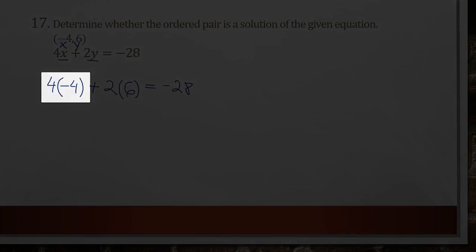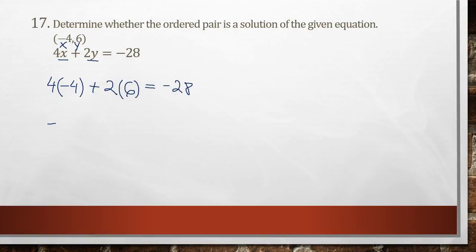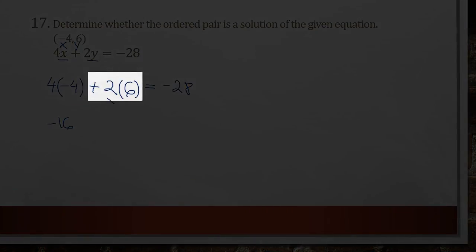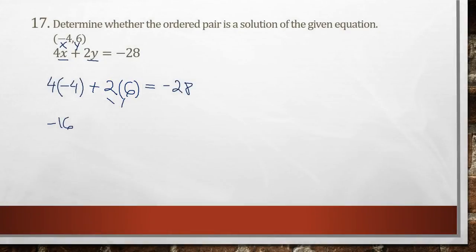So starting over here, 4 times -4, a positive and a negative gives me a negative, and then 4 times 4 is 16. And also over here, 2 times 6, which is 12, so positive. Positive times a positive stays a positive. And we have -16 plus 12 is equal to -28.